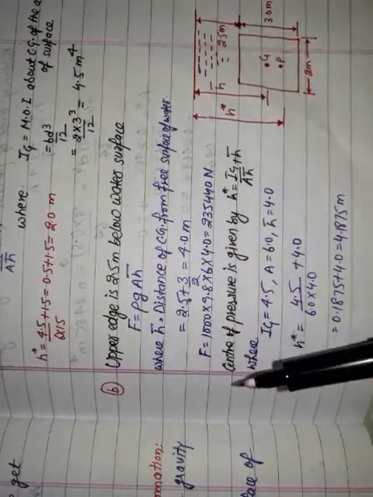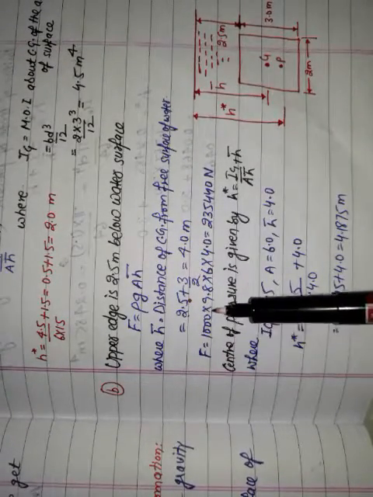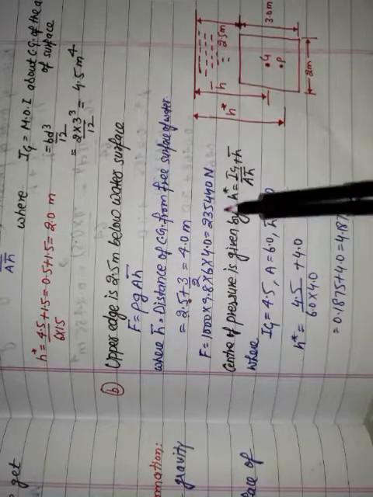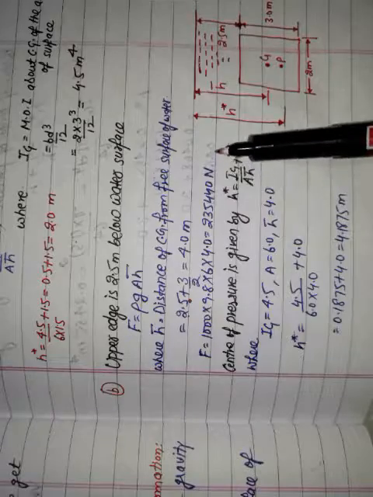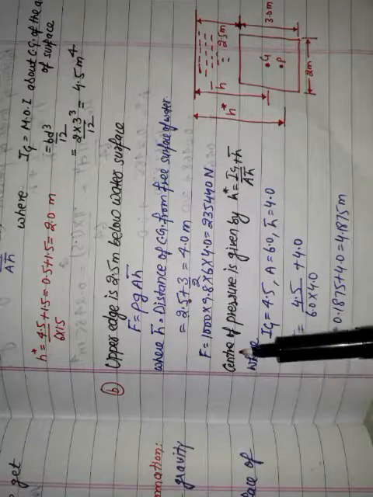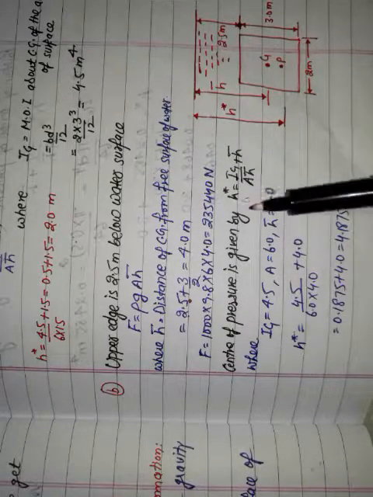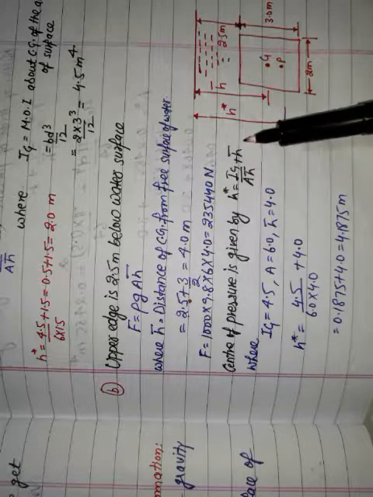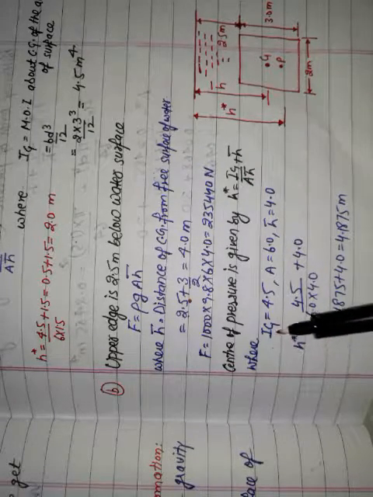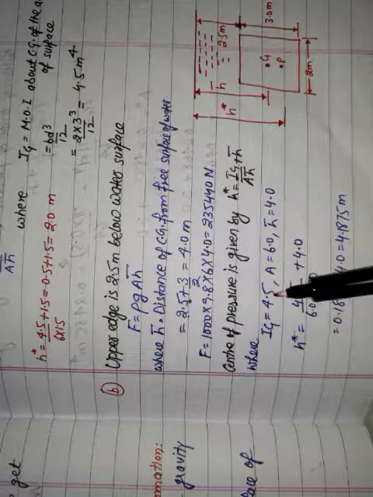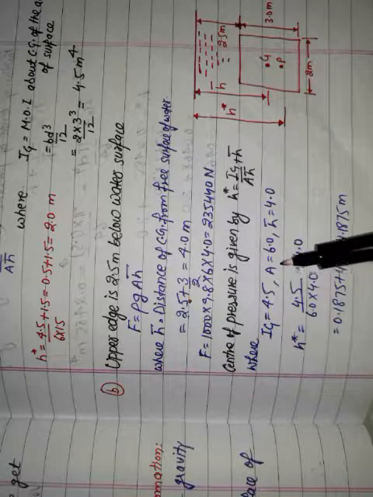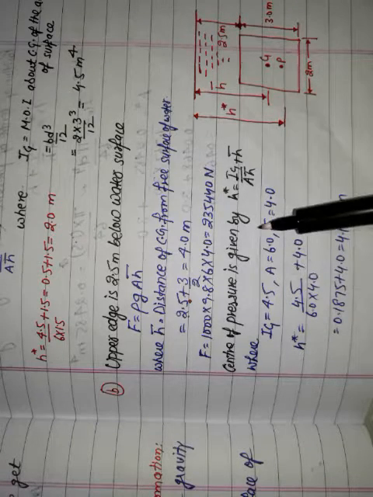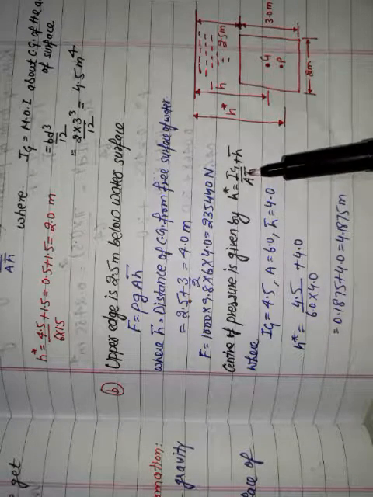Substitute this value in the above equation. F equal to 1000 into 9.81 into 6 into 4, equal to 235,440 Newton. And center of pressure is given by h star equal to Iz by A h bar plus h bar, where Iz is 4.5, bd cube by 12, area is 6, h bar equal to 4 meter. So substitute all these values in this equation.